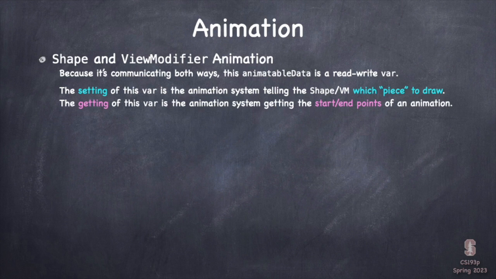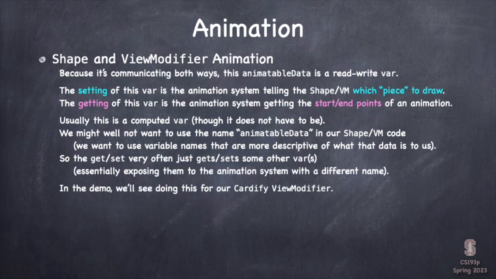So it's going to ask that var before the animation starts, where am I starting? Where does your animatable data start? And then it's going to say, what's the end point? And then it's going to cut that up into little pieces, right? It can't cut it into pieces unless it knows the start and end. And it's getting that from this var. The var is important for communication both ways here.